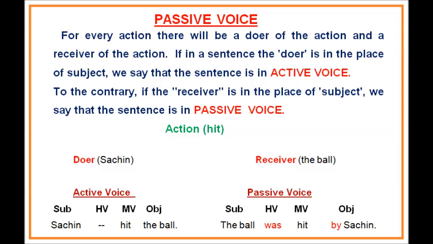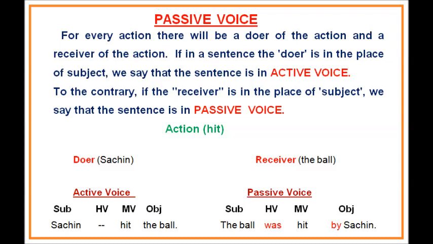The sentence is in active voice. And now look at the right side of the screen. The ball was hit by Sachin. Now, in the place of subject, we have receiver of the action, that is the ball. And doer is in the place of object. Sachin is in the place of the object in the sentence. So, the ball was hit by Sachin. We say that the sentence is in passive voice.